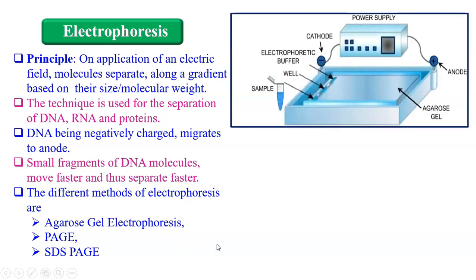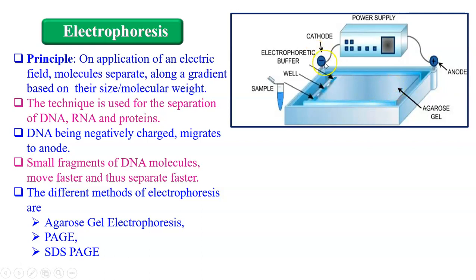Here is an assembly used for electrophoresis. It has power supply for creating an electric field. The electric field is created in the layer of agarose gel in this tray. On the gel, electrophoretic buffer is also poured. This buffer transmits electric current to the gel and it also maintains neutral pH.